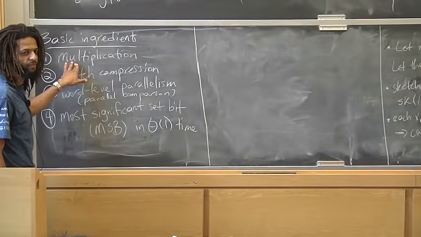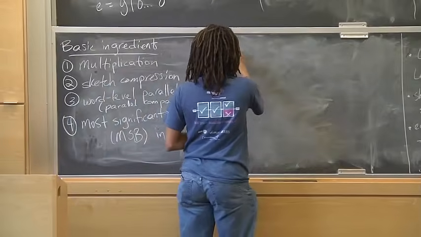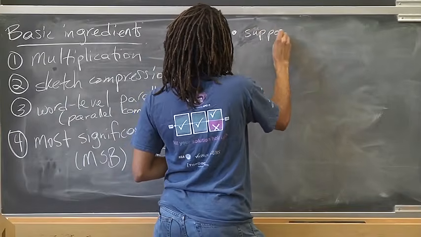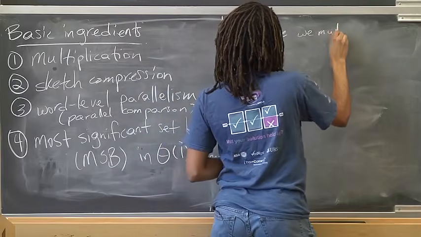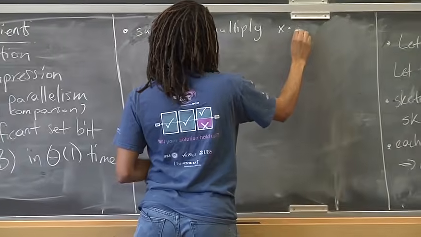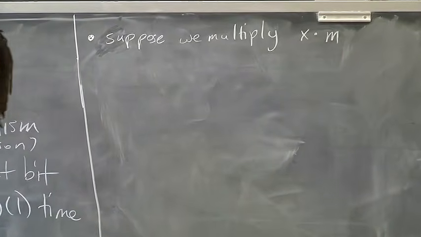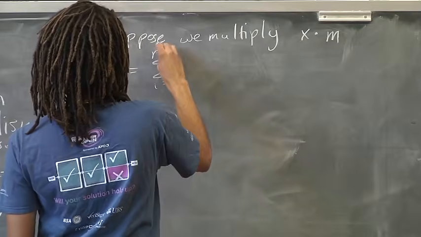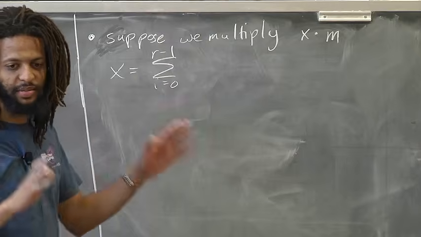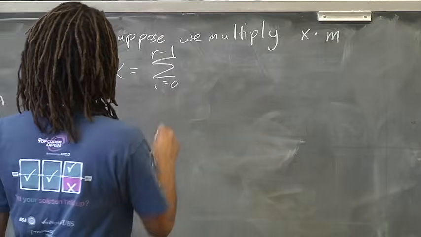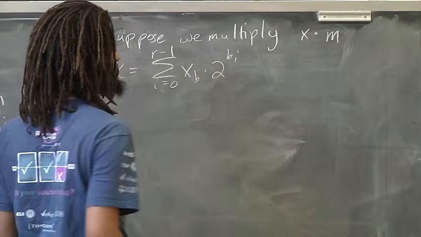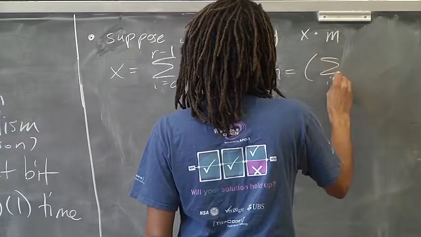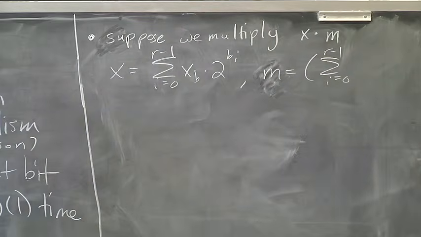So now we're going to use multiplication. Here's the idea. Suppose we multiply x times some m, where x is equal to the sum over i from 0 to r minus 1. Let's say we've already masked out to only keep the important bits. It's the sum of xb_i times 2 to the b_i, and m is equal to the sum over i from 0 to r minus 1, so we have only r positions in this m, of 2 to the m_i.